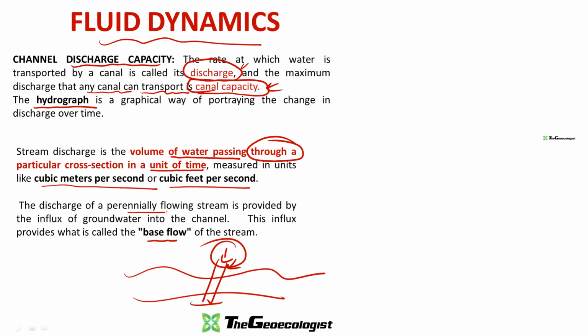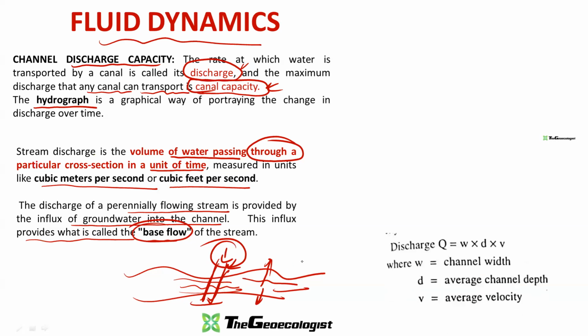So discharge of a perennial flowing stream is provided by influx of groundwater into the channel, and this influx provides what is called basal flow. So basal flow is something where on the base, every time there is a flow. At flood season there is an upward rise, but at base there is always a flow.